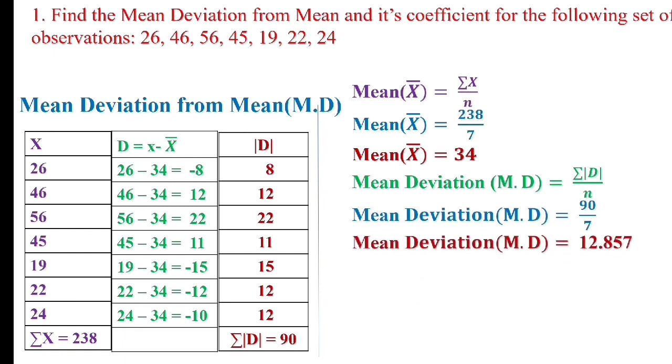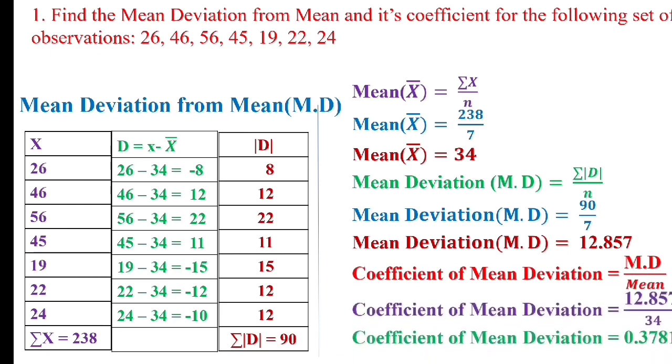Along with that, the coefficient of mean deviation: we have taken mean deviation from mean, so we consider mean deviation divided by mean. Substituting, we get 12.857 divided by 34 equals 0.3781. This is the way for an individual series of observations to find mean deviation. Here, mean deviation from mean.